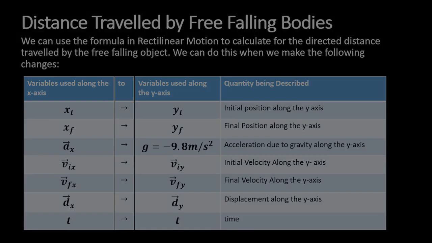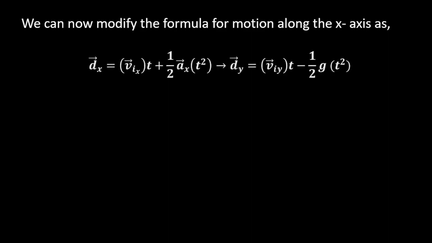We can now modify the formula for motion along the x-axis. Remember that the directed distance along the x-axis is equal to initial velocity v sub x times time plus 1/2 times a sub x times t squared, will be transformed to d sub y is equal to initial velocity times time minus 1/2 g t squared.